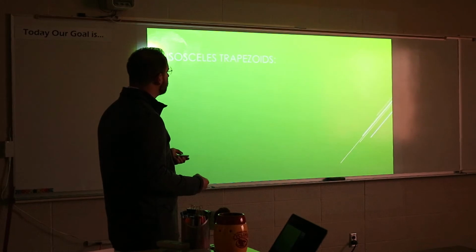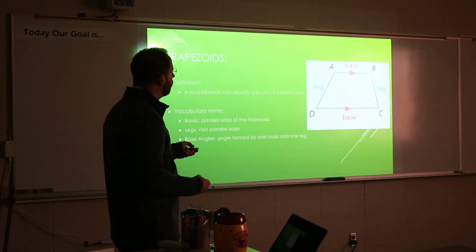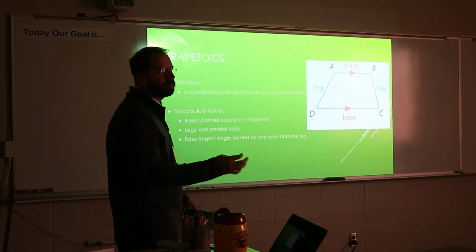So in this picture, there are 4 base angles. There is the angle D here, that's a base angle because it meets a base and a leg. There's angle C, that's a base angle. There's angle B and angle A. All 4 of these are base angles because they meet in the corners where a base and a leg would meet.